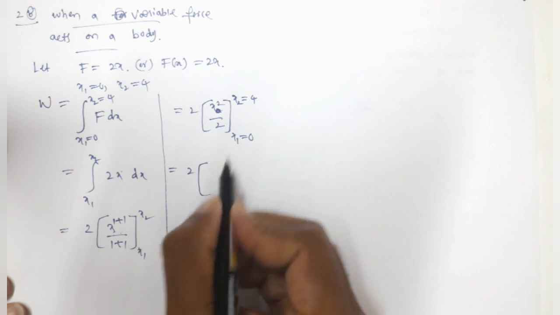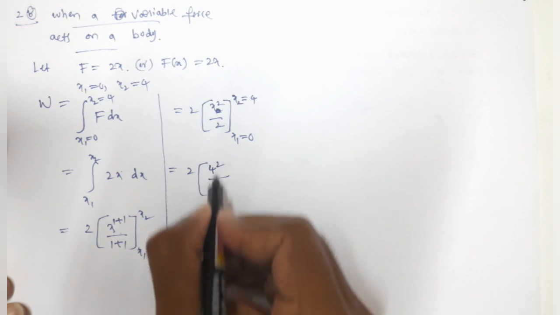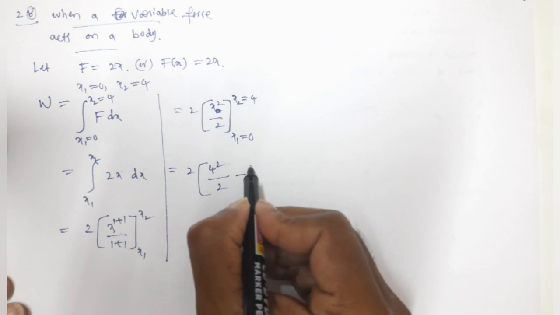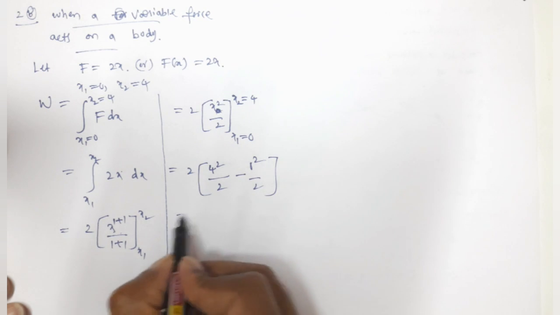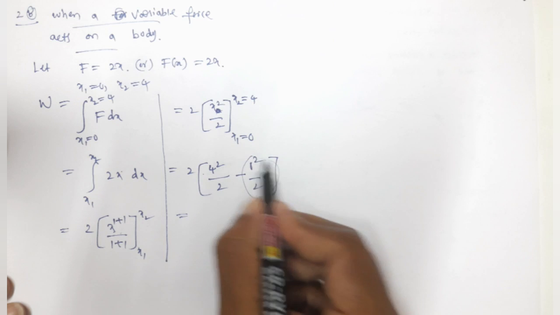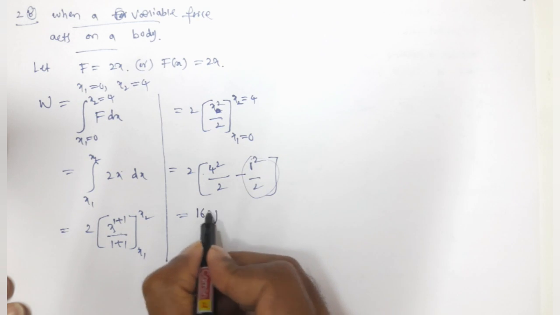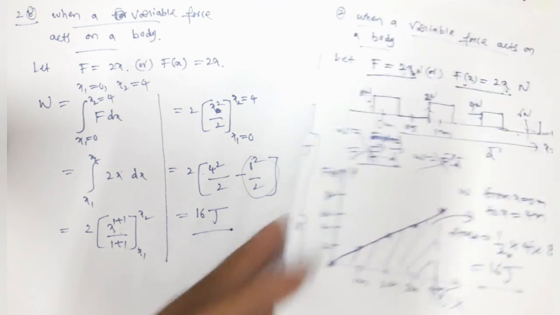Now first substitute the upper limit. x square means 4 square by 2 as it is. Now 0 square by 2, that is 0 only. So 2 into 4 square by 2 gets cancelled and this term vanishes. So how much do we get? 16 joules.